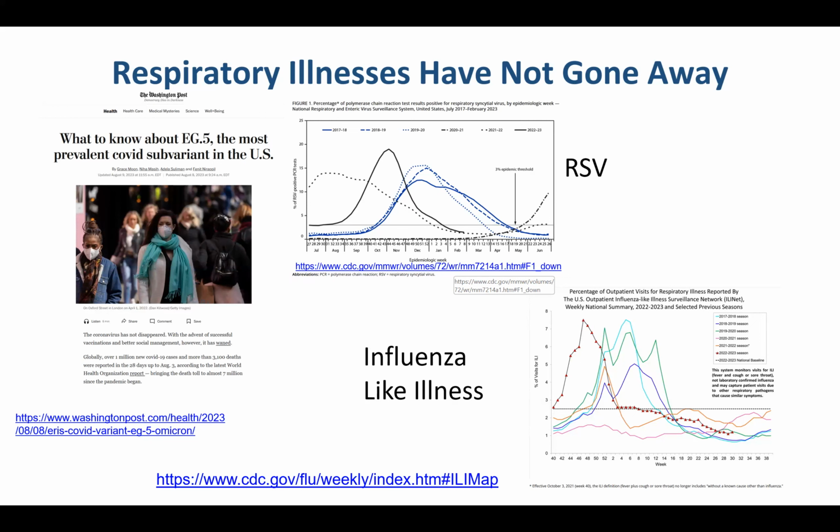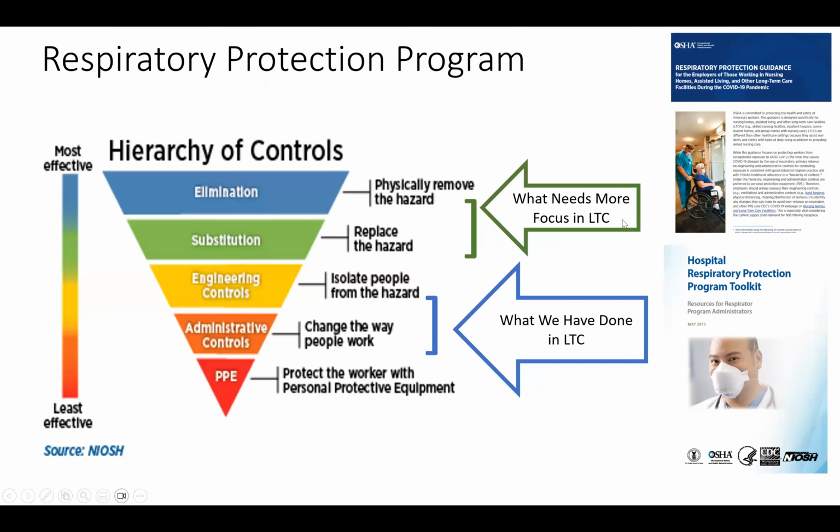Unless you actually do a viral panel or appropriate testing, you may not even know what's causing an outbreak in your facility. So it's critical that what we focused on earlier, which was to isolate people and to put PPE on people. What we need to look at more now is physically removing the hazards through filtration, through air sanitation, through water filtration, so that we end up having a safer environment to begin with.